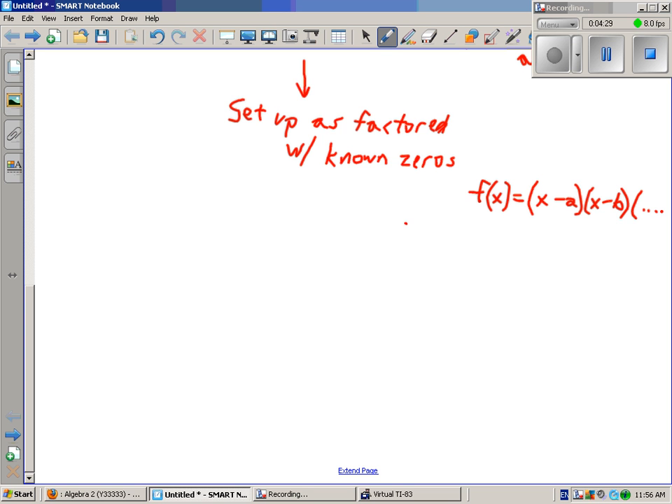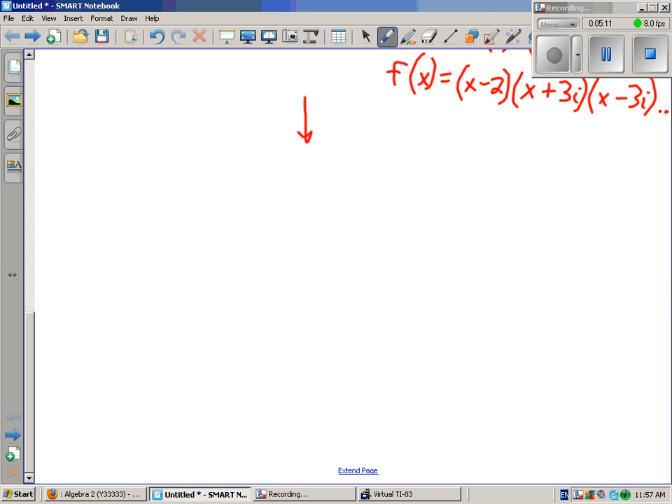So here's an example of that. I'm just going to give you some values. You might have f of x is equal to x minus 2, for example. That's a real zero at x is equal to 2. Then x plus 3i, because we know negative 3i would be a zero, so would positive 3i, so x minus 3i, and maybe a couple more after that if you have more than a third order polynomial. Now it's possible you may be done there. If you have four linear factors and it's a fourth order polynomial, you're good. But if you're not, then you still have a couple more steps.